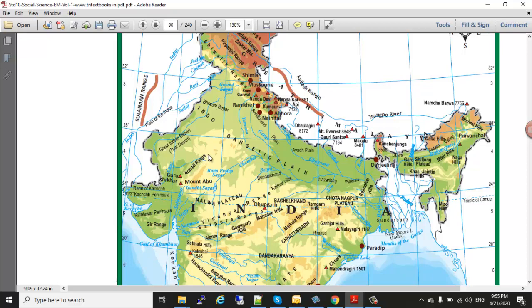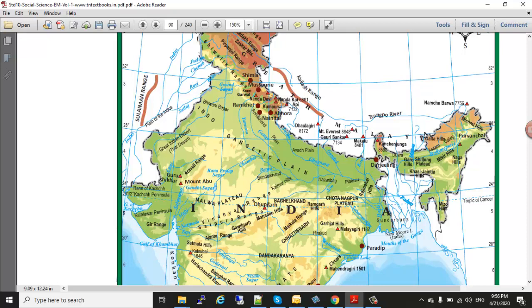This is one of the oldest ranges in India. Before the Himalayas formed, this Aravalli range was already formed. So it is one of the oldest, the Aravalli range, the oldest one. And you have the highest peak in this Aravalli range, and that is called Guru Shikhar. Okay, you can see here it is placed here, Guru Shikhar, Mount Abu. We can mark it. These two places are very important. These are the two peaks.